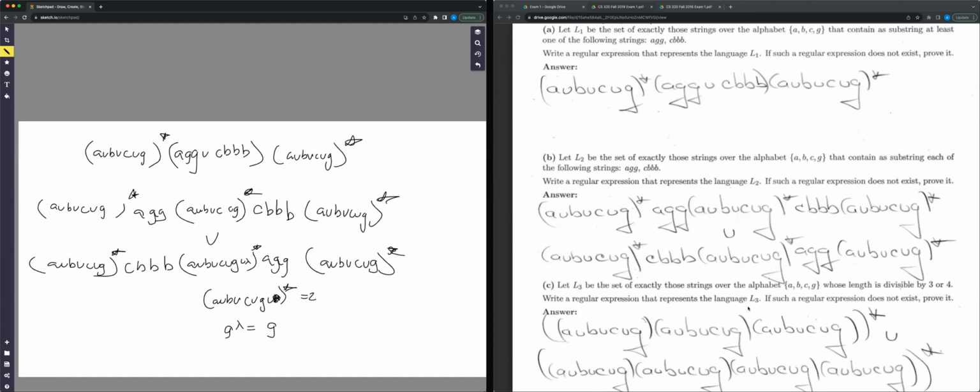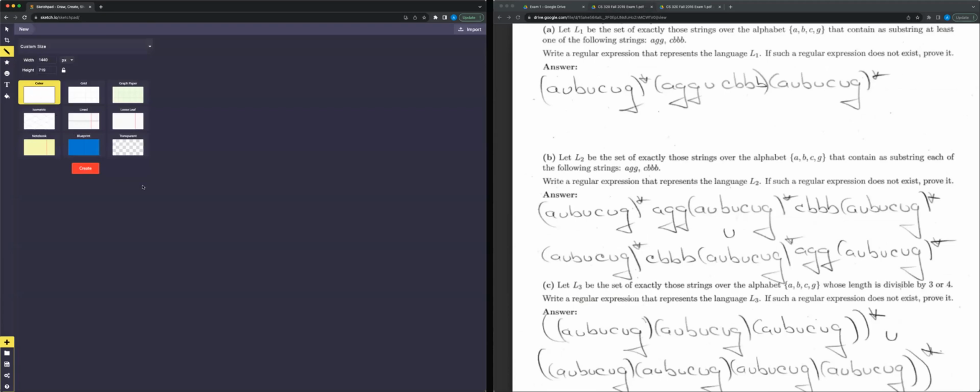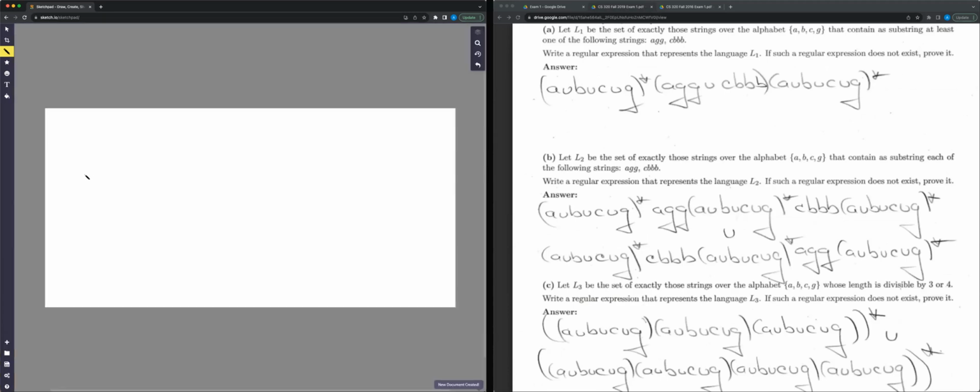Let L3 be exactly those strings over the alphabet A, B, C, G whose length is divisible by 3 or 4. So we need it to be divisible by 3 or 4. It's the same thing as it being a multiple of 3 or 4.